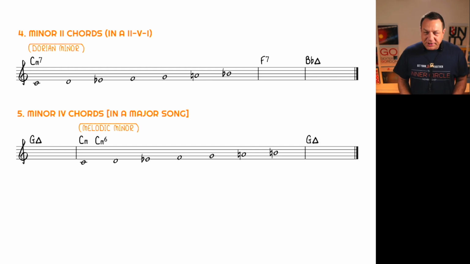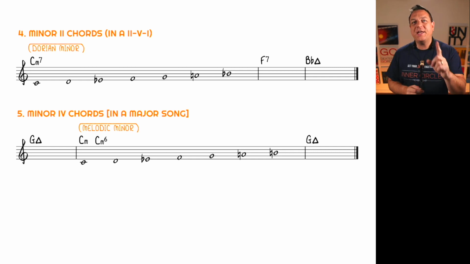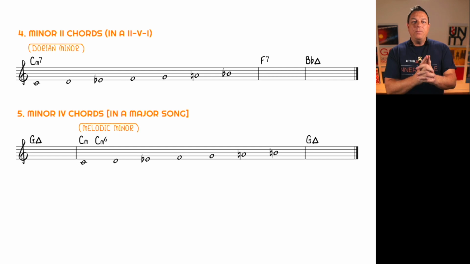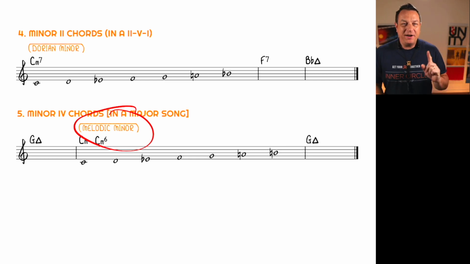If you're using the main chords of a song, let's say you're on G, C, D, G, D, C, and then this C minor 6. It's an absolutely gorgeous sound, but what scale do you choose? Well, you choose the Melodic Minor scale for this, and I'll explain why.